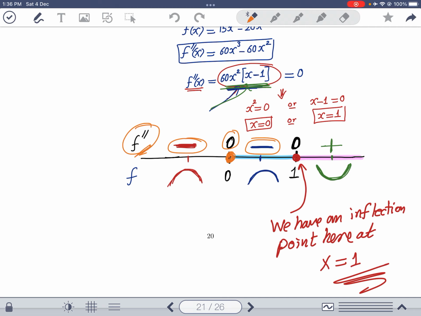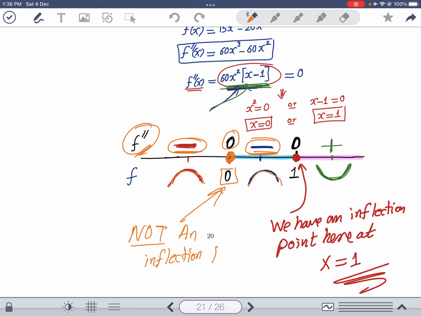The second derivative was negative, then negative. So the function kept on being concave down on both sides of 0. And this is why this is not an inflection point. Okay, and to see the graph, to just make sure that this is correct, let's draw the graph of this function now. So I will go to Desmos.